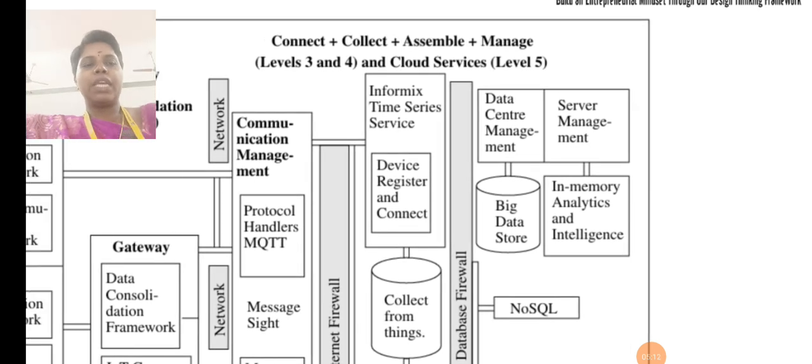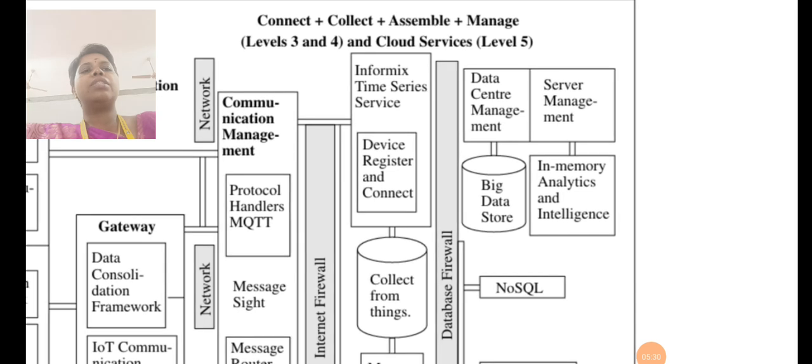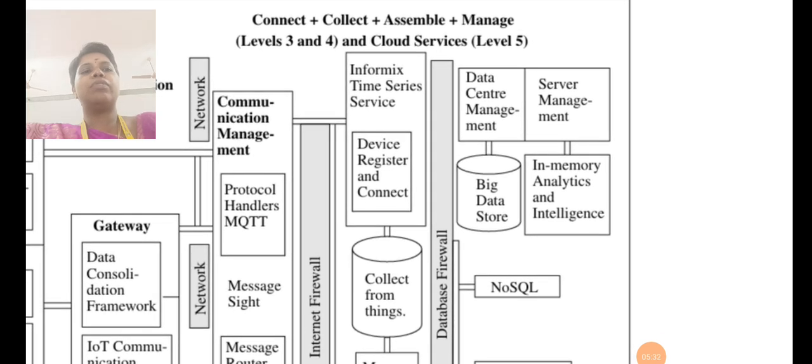And the final stage of this framework is manage. Till now we have sensed and collected in the gateway, the network is connected and all the things are assembled, and how we are going to manage in a server is the task in level 5. In level 5 we have data center management as well as server management.